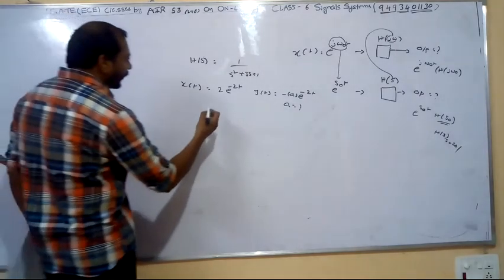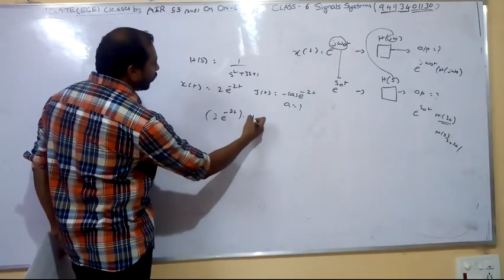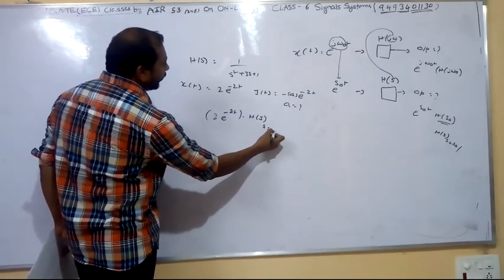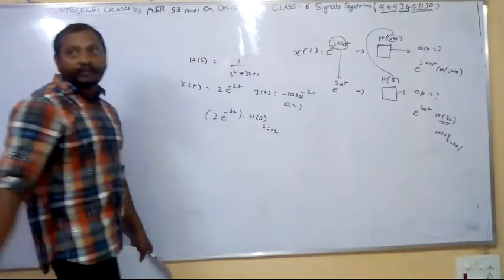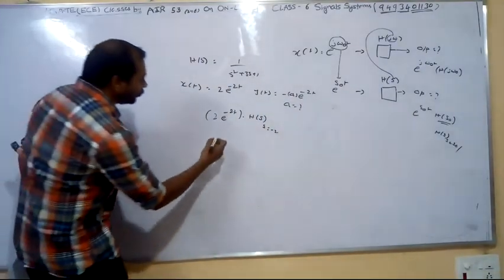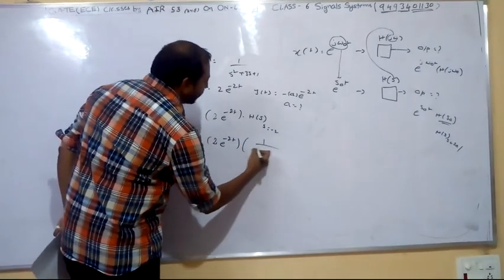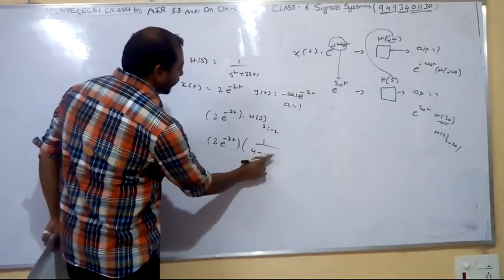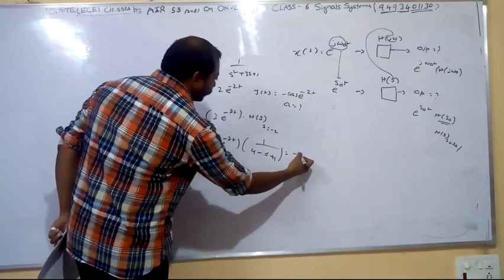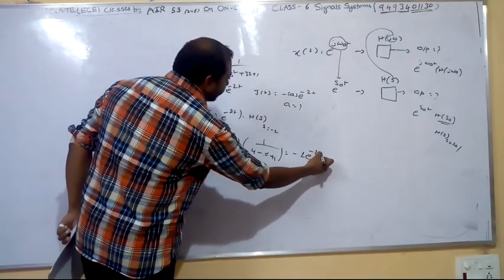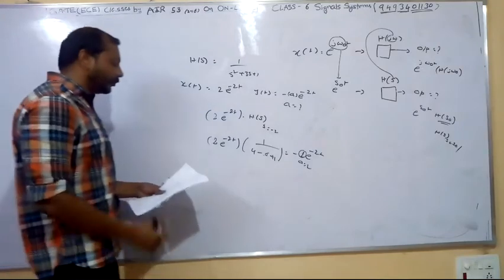So the corresponding output is equal to simply 2 into e to the power minus 2t multiplied with H of s at s equal to minus 2. In place of s naught here we have minus 2. So this value is equal to 2 into e to the power minus 2t multiplied with 1 divided by 4 minus 6 plus 1, and this value is equal to minus 1. So this can be represented as minus 2 into e power minus 2t. The corresponding value of a is equal to 2 here.